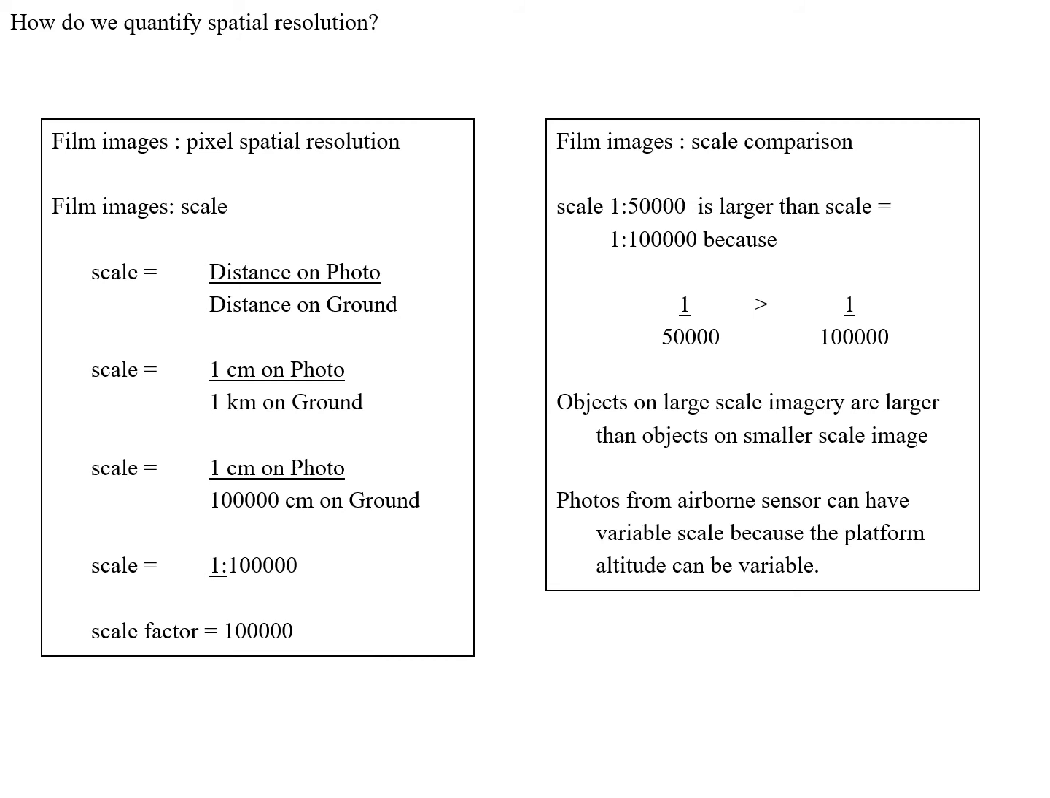Distance on the photo, distance on the ground. So if it's 1 centimeter on the photo, it would be 1 kilometer, for instance, on the ground. 1 kilometer is 100,000 centimeters. So if you have an image where 1 centimeter on the photo is equal to 100,000 centimeters on the ground, your scale is 1 to 100,000.